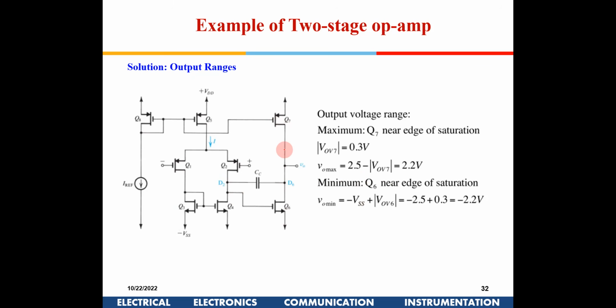Similarly, the output range. What will be the max output range for these two transistors? When this is going up, minimum overdrive voltage should be available here, right? So Vout max will be VDD minus the overdrive voltage of this. Similarly, when it is coming below, minimum overdrive voltage should be available here, so it is minus VSS plus overdrive. So it can come up to this range. You have to give a 0.3 margin for these transistors to be in saturation. So this is from plus 2.2 to minus 2.2.